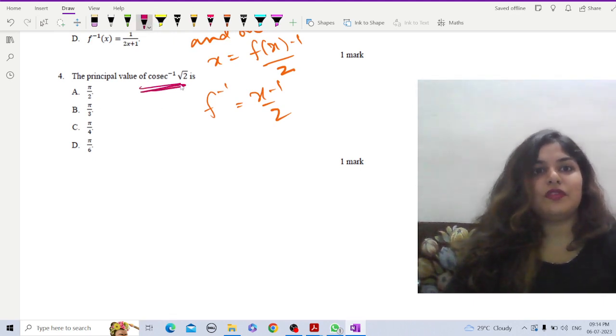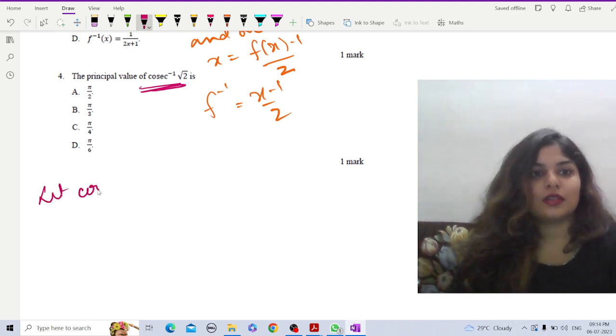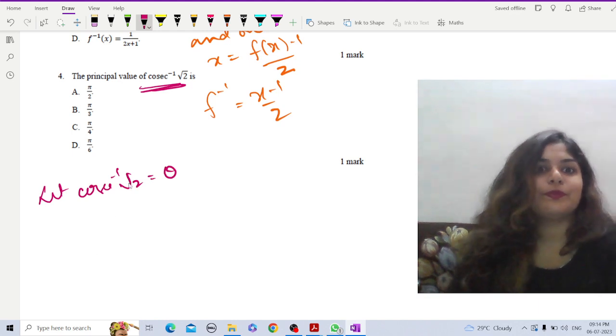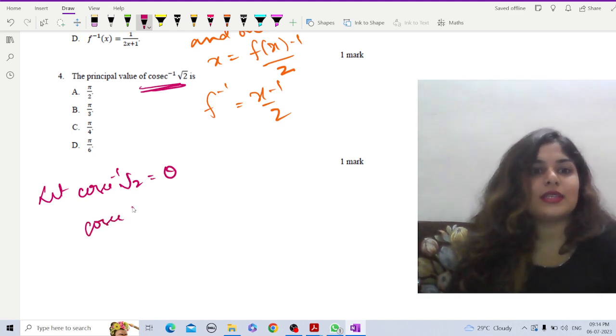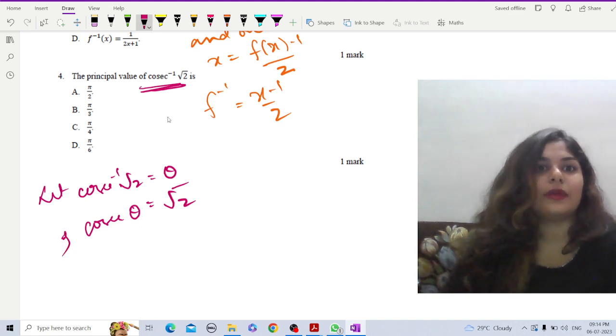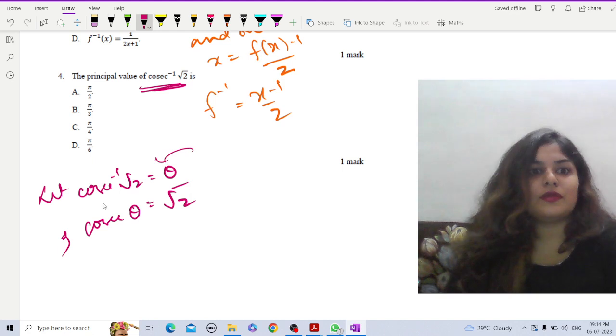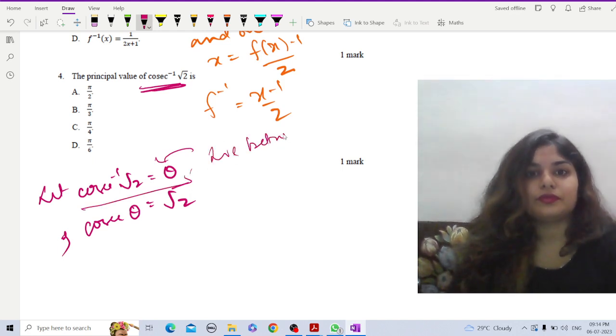We have to find the value of cosec inverse root 2. Let cosec inverse root 2 be theta. So I can write cosec theta is equal to root 2. From here I can say that because of this value, theta must lie in the closed interval minus pi by 2 to pi by 2, excluding 0.